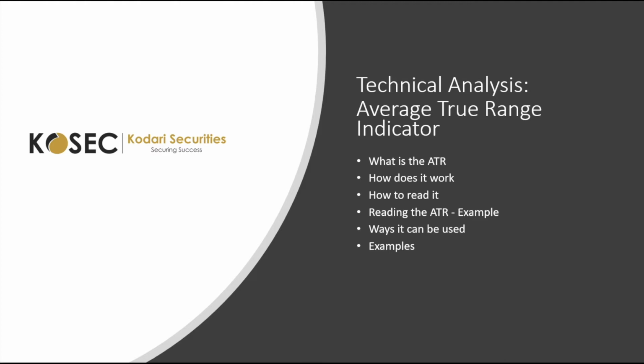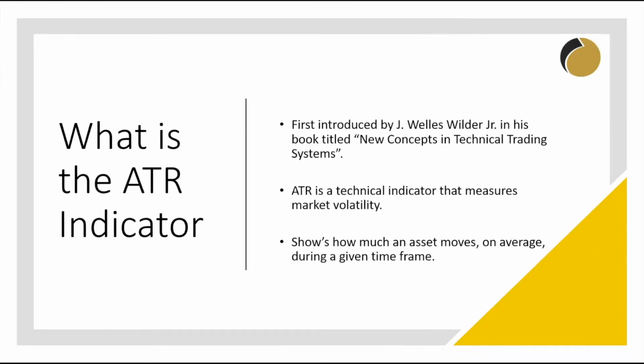Here's an overview of what we will be going through today. First off, we'll start with what is the ATR, or Average True Range Indicator, go through how it works, how to read it, and see an example of how to read it in a chart. It's fairly simple. And then we'll go into a couple ways that it can be used, and we'll see a couple examples of that. Now let's go through what the ATR indicator actually is.